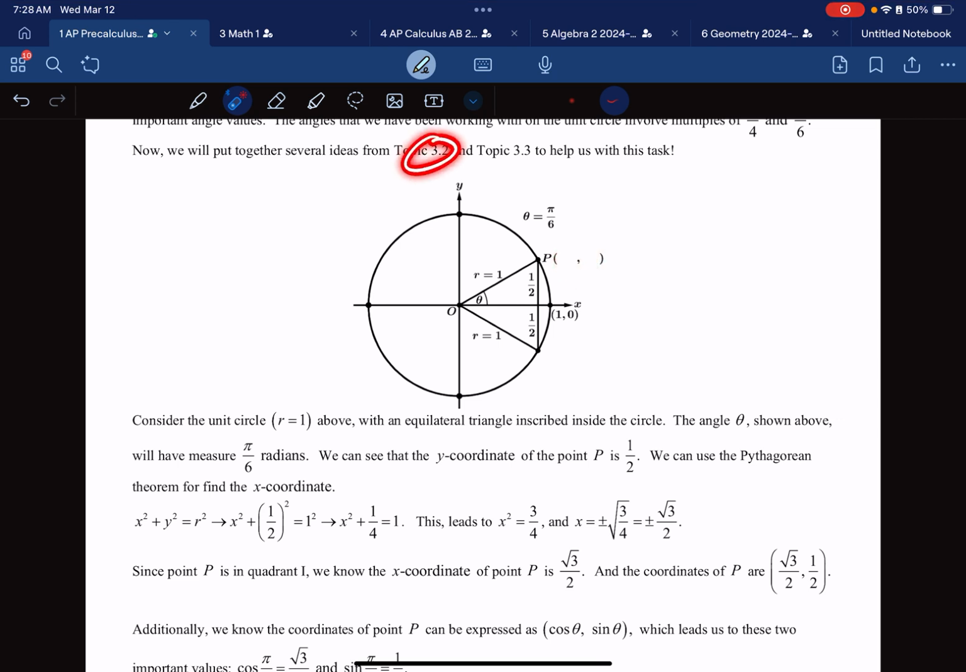Well, we're putting together topic 3.2 and 3.3 at the same time. So if you haven't mastered topic 3.2, go ahead and do your studying. I highly recommend the blue kit that I've made, or maybe a blue kit that your teacher's made, because it's super fun to memorize where all of these angles are. Pi over 6 is here, pi over 4 is here, pi over 3 is here. You need to know where all of those are first. And now that you know that pi over 6 is here, what are these lengths? What is this length and what is this length? What are the x and y coordinates?